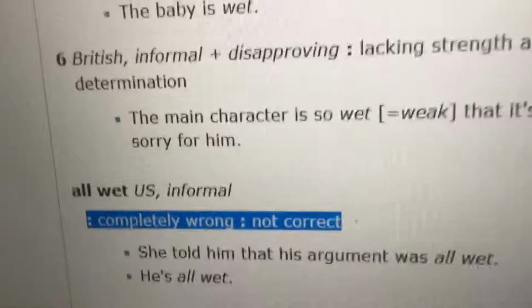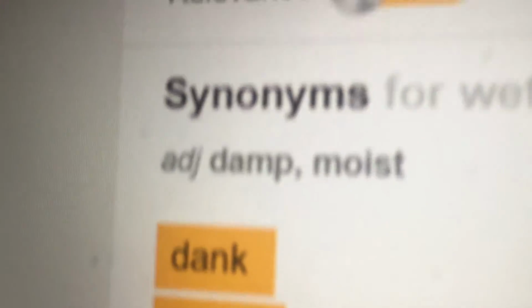I learned that all wet means completely wrong and not correct. So all arguments for water not being wet is all wet. Also, dank is a synonym for wet.